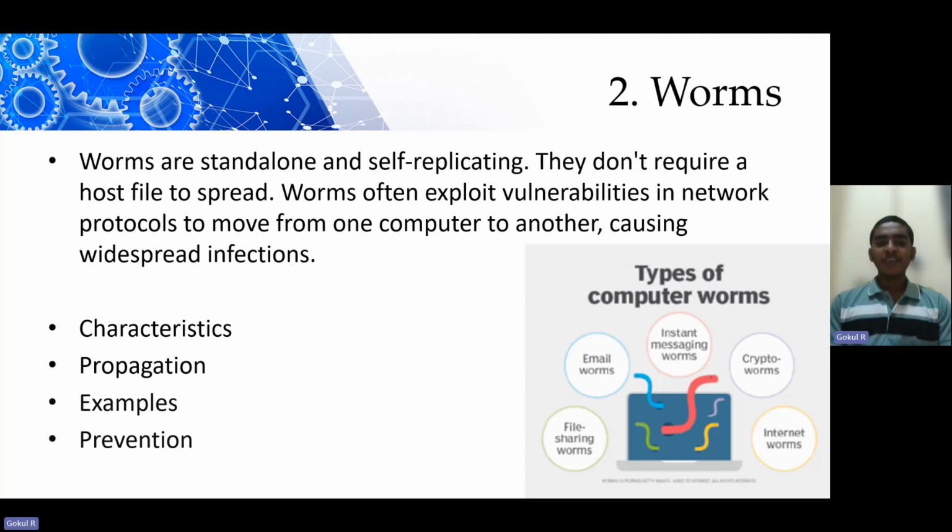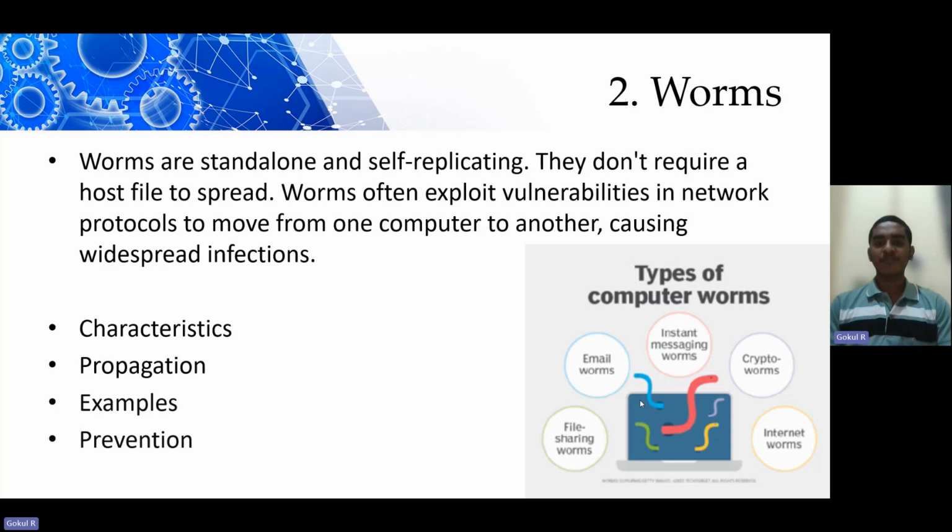Worms. Worms are standalone and self-replicating. They don't require a host file to spread. Worms often exploit vulnerabilities in network protocols to move from one computer to another, causing widespread infections. Here also there are types of computer worms. The first one is file sharing worms, email worms, instant messaging worms, crypto worms, and internet worms.